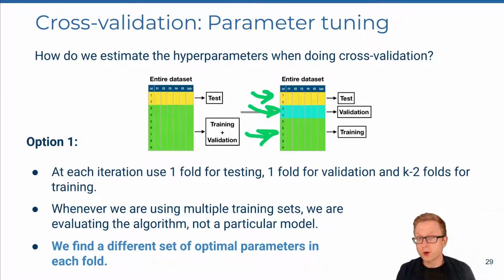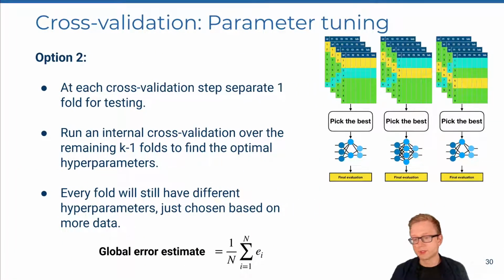This is a possible approach. The issue with this is that you're still going to be running into the problem of data sparsity. So you've kind of solved the issue with having a small amount of test data, but if you're tuning your parameters based on the validation set in each split of the data, then this part is still going to be very small, so it might not give you representative results. An alternative approach that we can take is to do cross-validation within cross-validation.